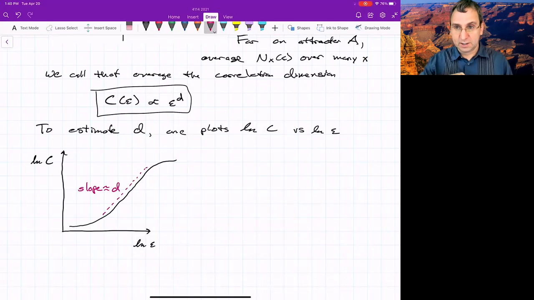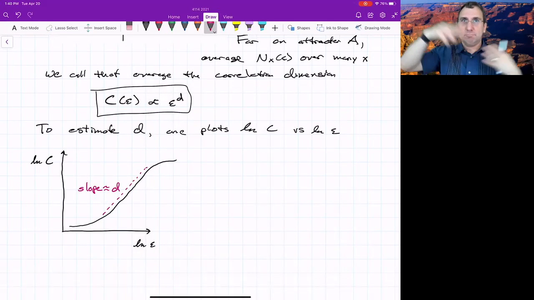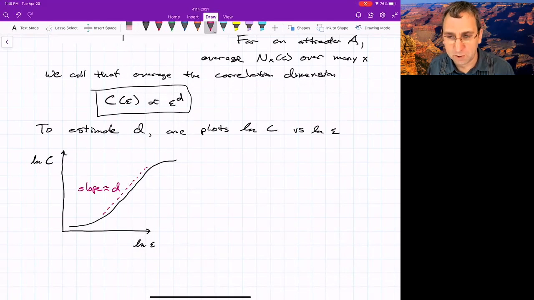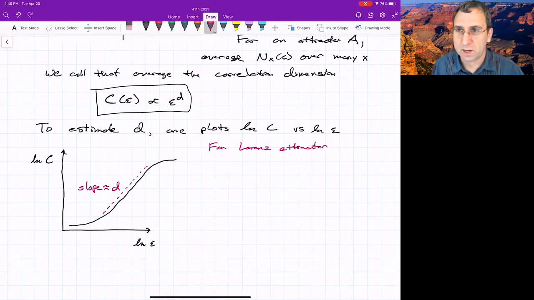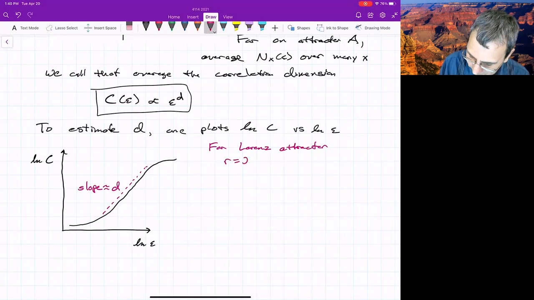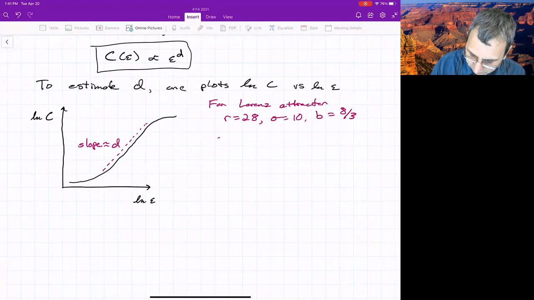The curve saturates at large epsilon because the epsilon balls will then engulf the whole attractor, and so N(epsilon) can't grow any further. At extremely small epsilon, the only point in each epsilon ball is just the point x itself. You have to have points x on the attractor. So we look in this middle region. This was done for the Lorenz system, for the Lorenz attractor at the values that we have talked about a lot, r equals 28, sigma equals 10, b equals 8/3. This has been calculated, and I'll show you the calculation.